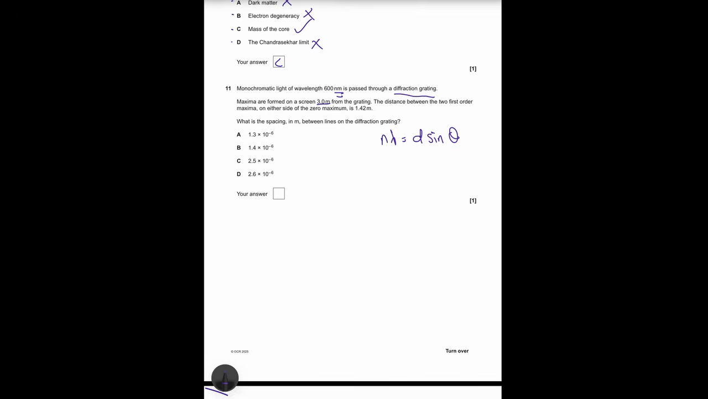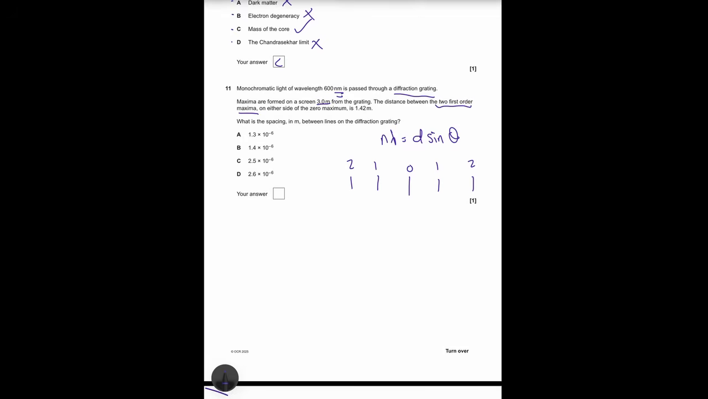It's giving me the maximum form on screen, so everything seems reasonable, apart from when I see this. It says the distance between the two first order maxima. Now, this is what I've got to be careful about, because when I'm working out the angle, it's always between the central fringe and the first or second order, which are going to be on both sides.